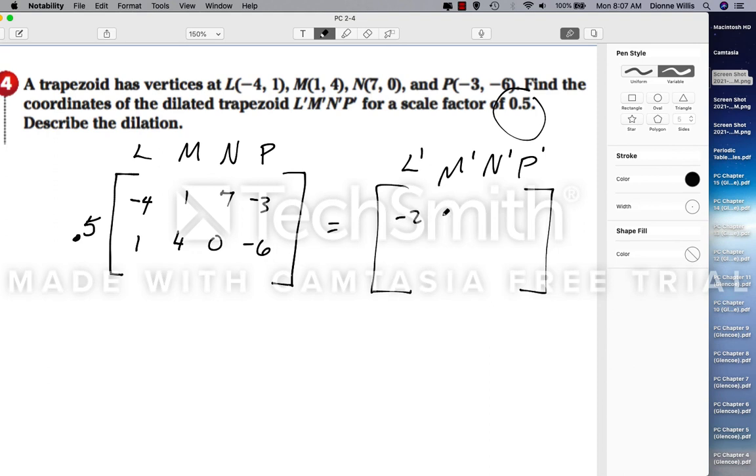When I do that I get a -2, 1/2, 3.5, -1.5, 1/2 again, a 2, 0, and -3. And so what happened here, if you were to graph both of these, what you'd see is that you have a shrinking. So the dilation is not a stretch, it's a compression of the actual image.